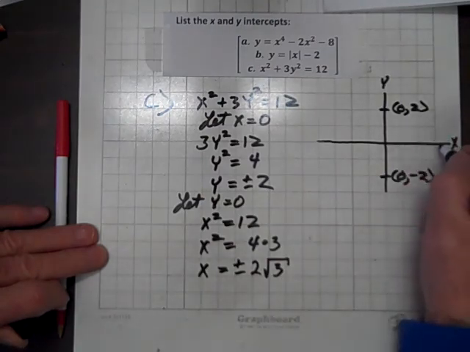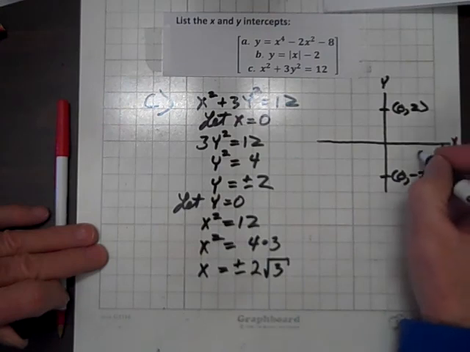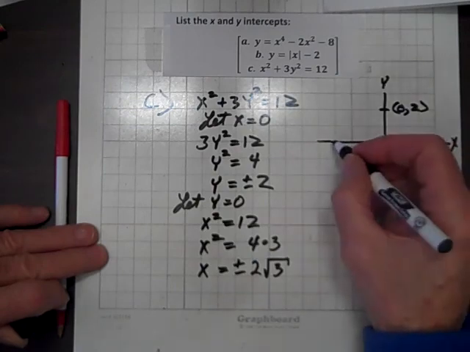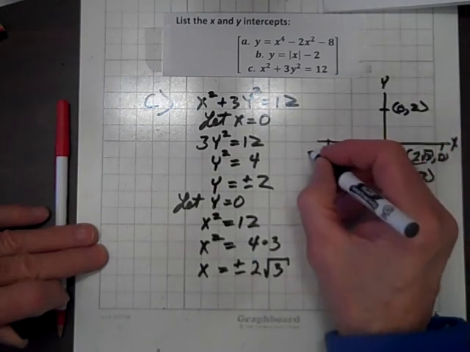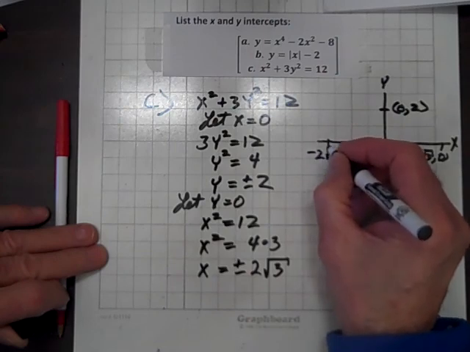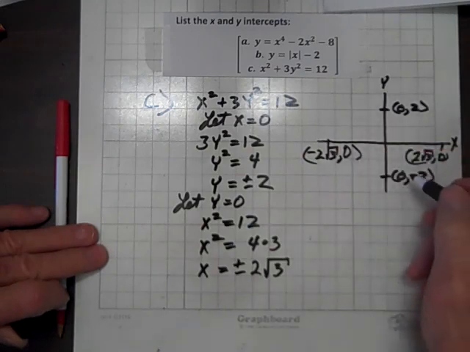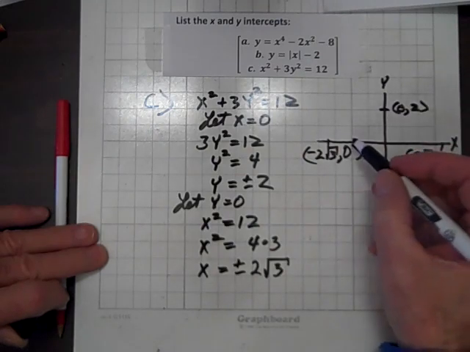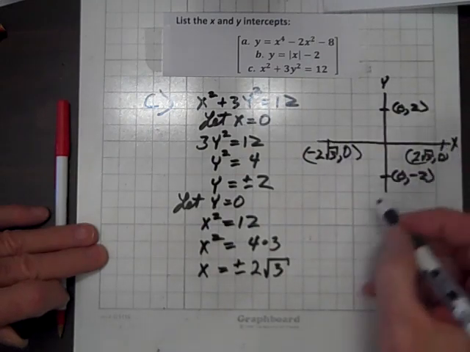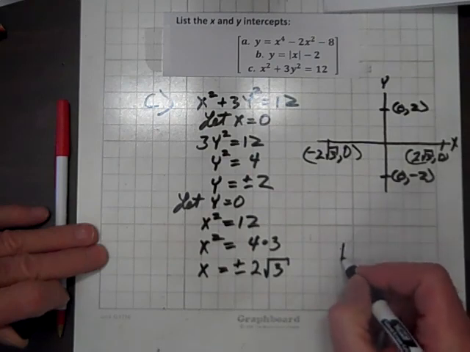So here we are at 2 root 3, 0, and negative 2 root 3, 0. We have two y-intercepts, two x-intercepts, and we are done.